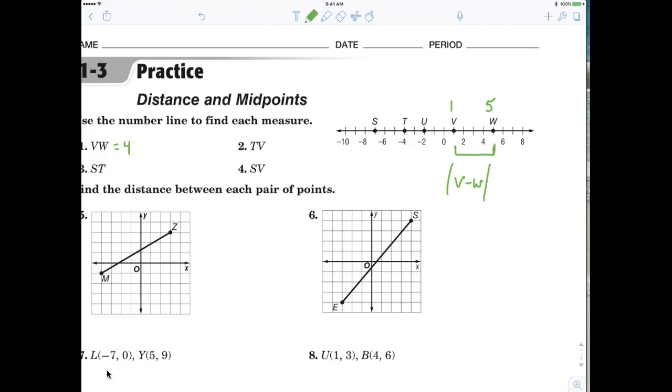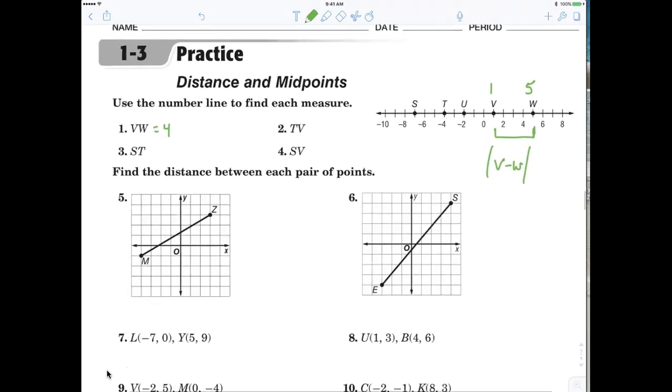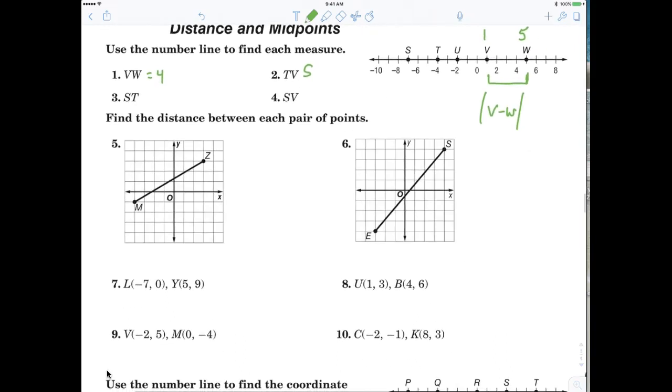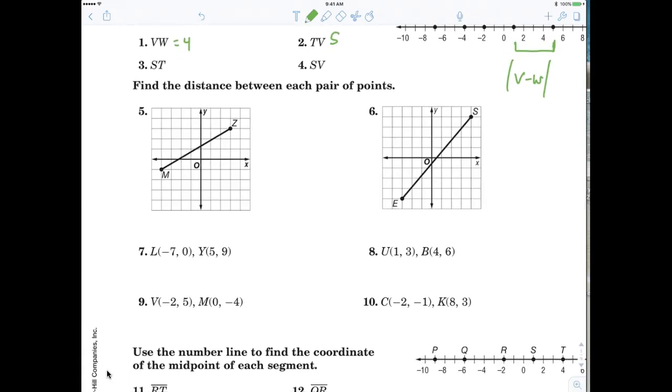So from T to V, we say it's what? 5. I'm happy with that. Does anybody have any questions? Tonight you can go back and do the ones I don't do. Now we're trying to find the distance between 2 points. So I want to review this with you today.